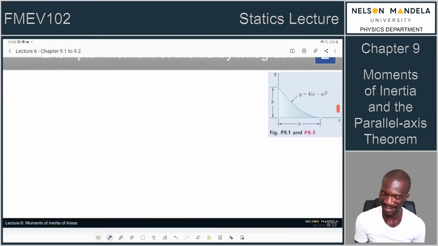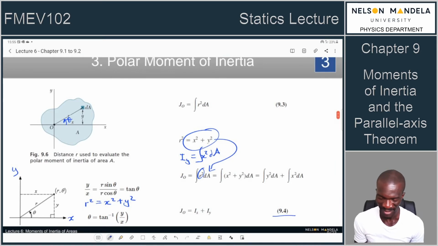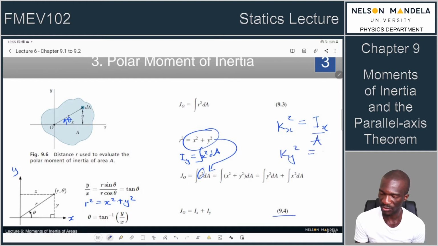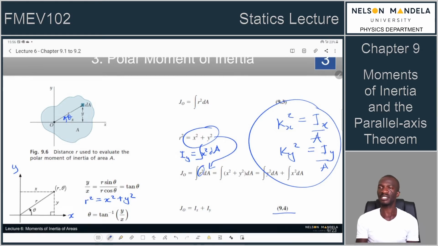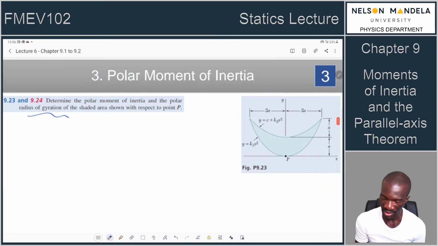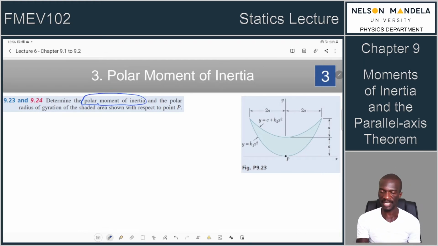I do not see the definition of the radius of gyration here, but I think we already had an equation which defines it: kx squared is equal to Ix over the area, and ky squared is equal to Iy over the area. But I think we'll get there in this set of slides. Let me first calculate just the polar moment of inertia for this question. The second part is in the next slide, so let me skip that.